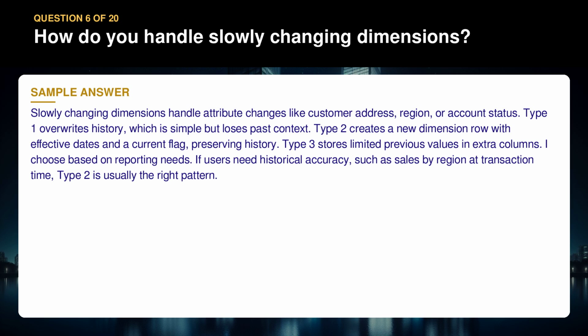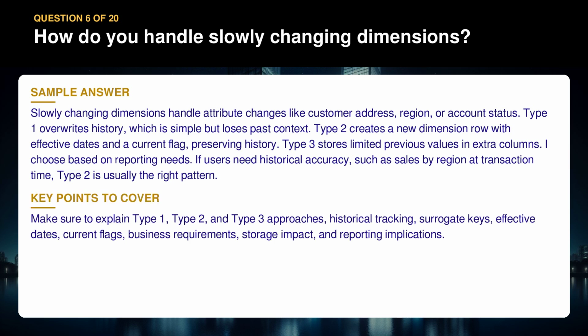If users need historical accuracy, such as sales by region at transaction time, Type 2 is usually the right pattern. Make sure to explain Type 1, Type 2, and Type 3 approaches, historical tracking, surrogate keys, effective dates, current flags, business requirements, storage impact, and reporting implications.